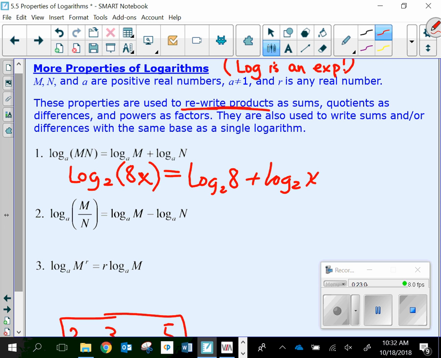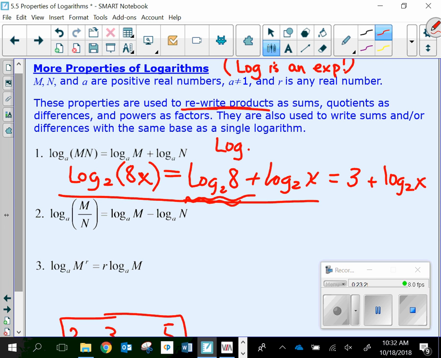Now, what's log base 2 of 8? 3. So 3 plus log base 2 of x. If you can simplify, then you should. But this is the property that we're working on right there, log base 2 of 8x. Okay. Log base 6 of x, y, z equals.